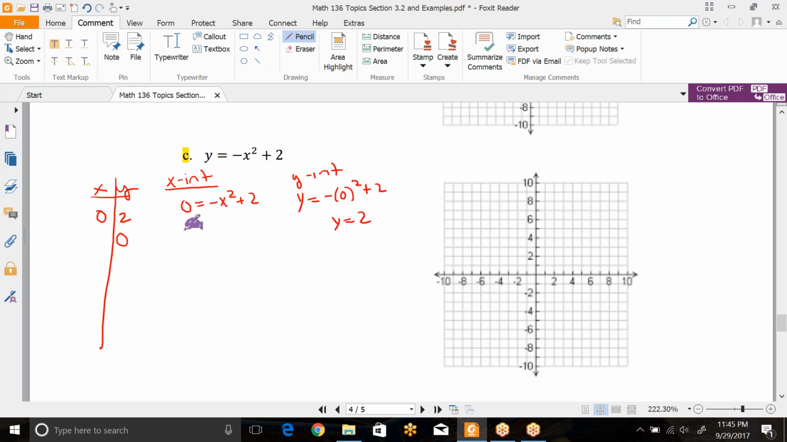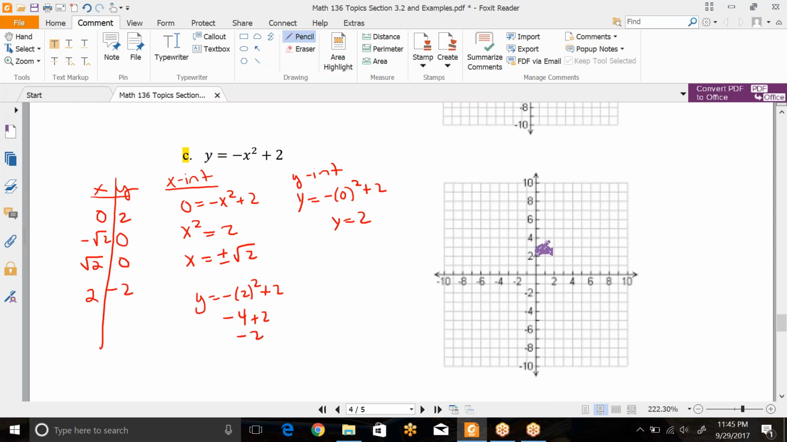This one's a little more complicated. You add the x squared over, and then we're going to take a square root, so it's going to be plus or minus square root of 2. So we actually have two different x-intercepts. And then let's get another point. Let's plug in positive 2 for the x, because that's different than any of those. So y equals negative 2 squared plus 2, so that's negative 4 plus 2, so that's negative 2.